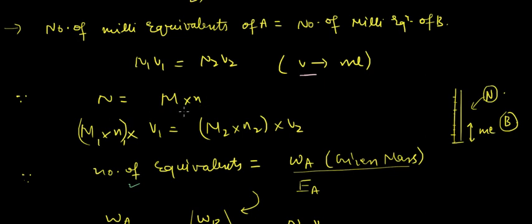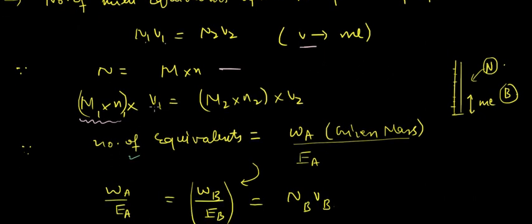so as the number of equivalents can be written as n1v1, just substituting the value of n1 from this equation, we'll get m1 into n1 multiplied with v1 gives us m2 into n2 multiplied with v2. Okay, so in this case also we can get the same thing.